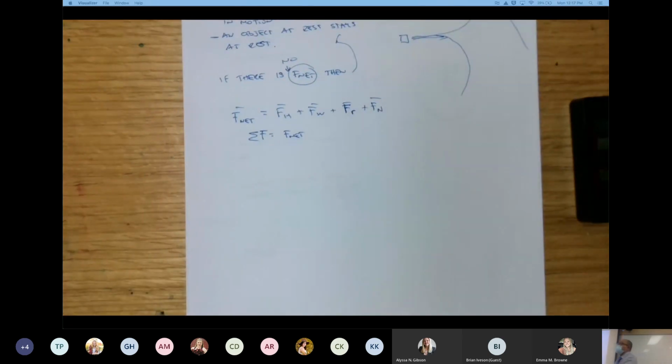Yes. What's the third one? The friction.